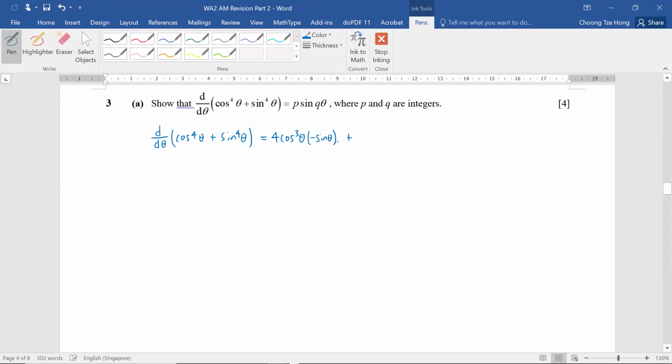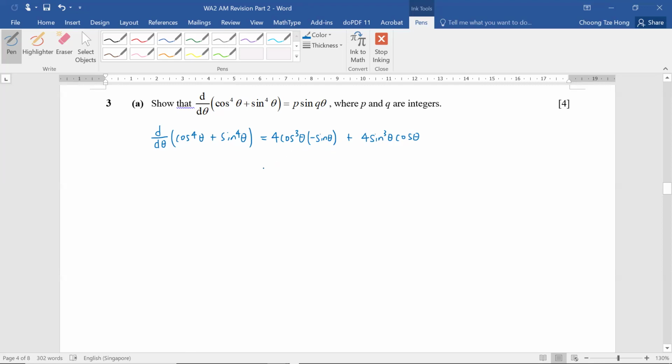Let's do the same for sin⁴θ. Same thing, the power goes in front, the power is reduced by 1, then we differentiate sinθ, so we'll get cosθ. Not too difficult to differentiate, just using the chain rule.